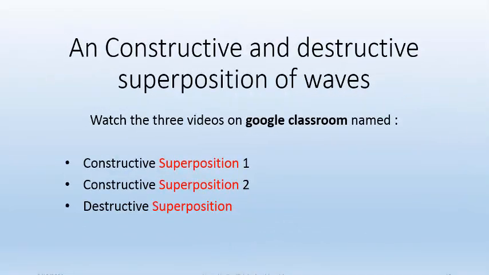The slit has this direction and the pattern is perpendicular to the slit. In order to interpret the pattern of diffraction, we have to know about constructive and destructive superposition of waves. So watch the 3 videos on Google Classroom named Constructive Superposition 1, Constructive Superposition 2, Destructive Superposition, and come back here. So after watching the 3 videos, let's interpret what you saw.